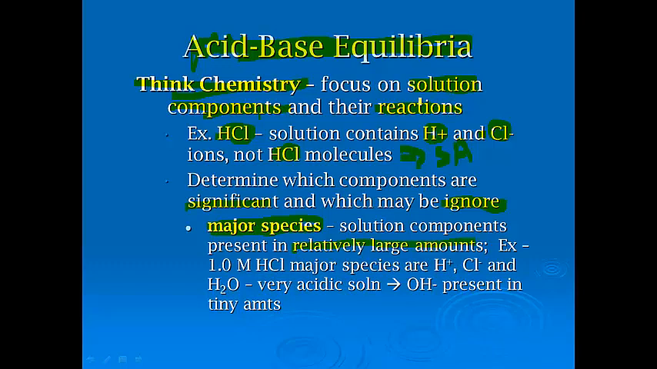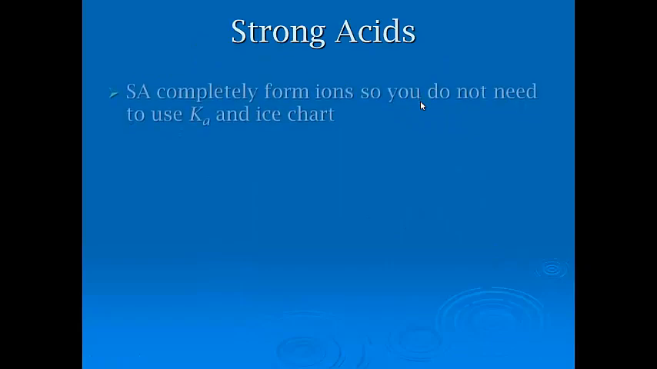So, for example, in a 1 molar hydrochloric acid solution, which we saw in one of the last videos was like a 0 on the pH scale, the major species are hydrogen ion, chloride, and water. It's very acidic, so hydroxide is only going to be present in very tiny amounts. So that's the kind of thinking of chemistry that I'm talking about.